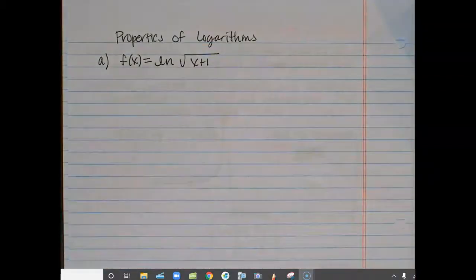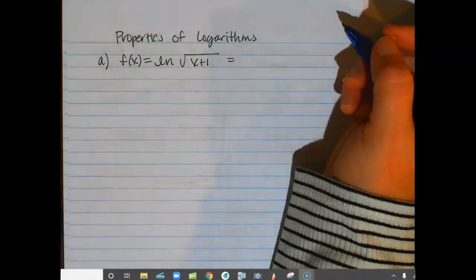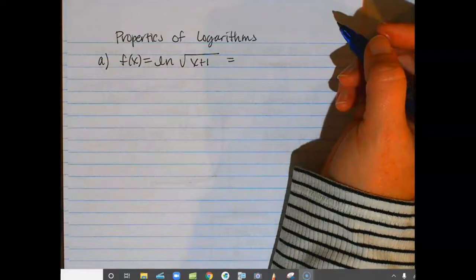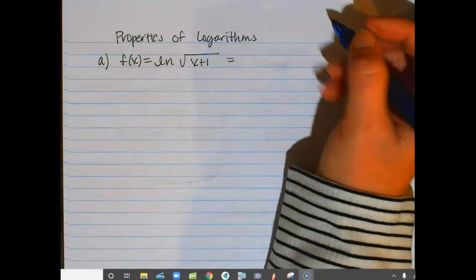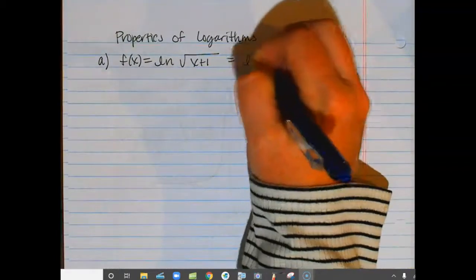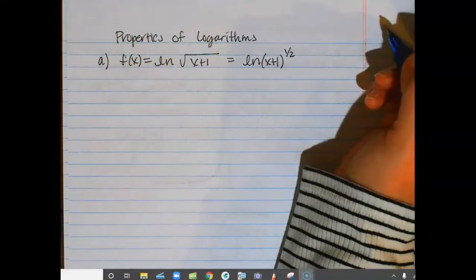All right, next I want to talk about properties of logarithms. We're going to recall that real quick before we take some derivatives. If we remember those properties, it will help us simplify things so we can take derivatives easier. Let's rewrite this. F of x equals the natural log of the square root of x plus 1. So this is not in your notes. You just need to start your own notes at this point. I'm going to rewrite this as the natural log of x plus 1 to the 1/2 power.